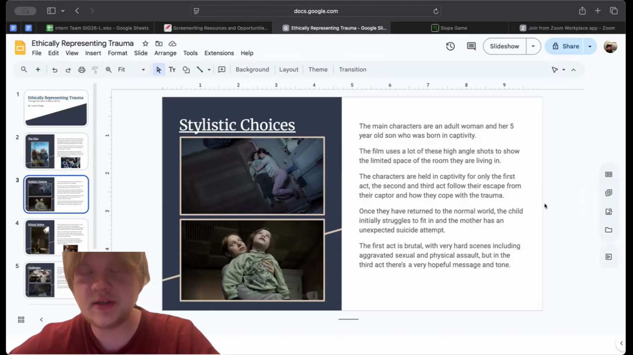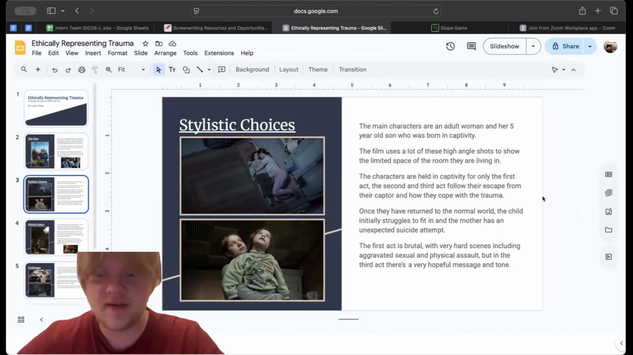It sort of is, not a slow burn necessarily, but it starts off really brutal, showing some really graphic scenes. And as we get closer and closer to the end, there starts to be some light at the end of the tunnel to show how these characters move on past the trauma.